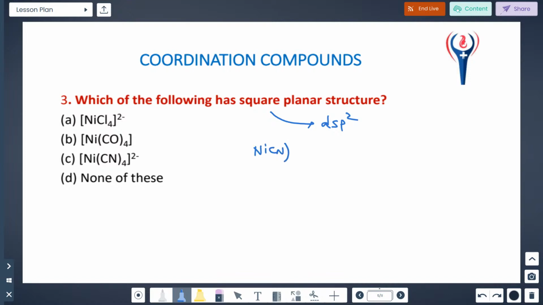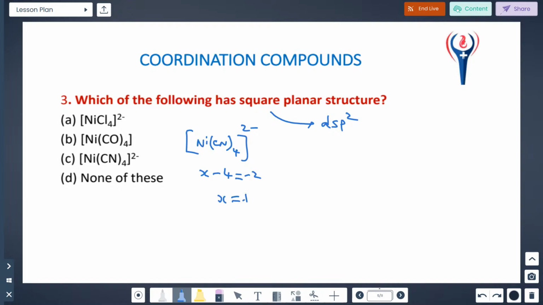Nickel CN4, 2 minus, isn't it? Right. The complex nickel CN4 2 minus. First find out the oxidation state for nickel. Here X, minus cyanide is a negative ligand, no? So 1 cyanide minus 1, 4 cyanide minus 4, which is equal to what? Minus 2. X is equal to what?